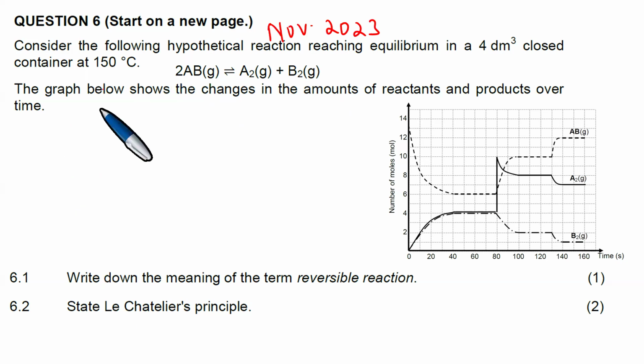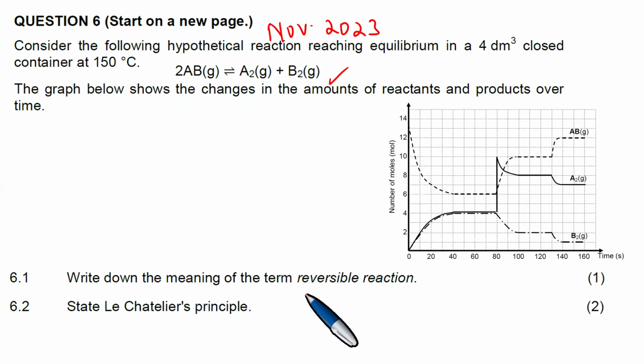The graph below shows the changes in the amount of reactants and products over time. So we're dealing with moles of reactants and products over time. You can see that here the moles decrease, here they increase, here they are constant, and they fluctuate. Good. Let's answer the questions that they brought for the November 2023 students.